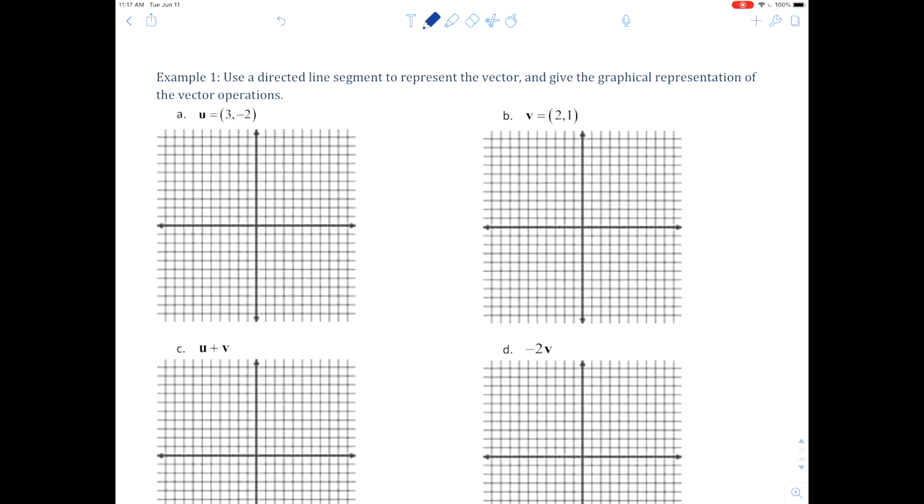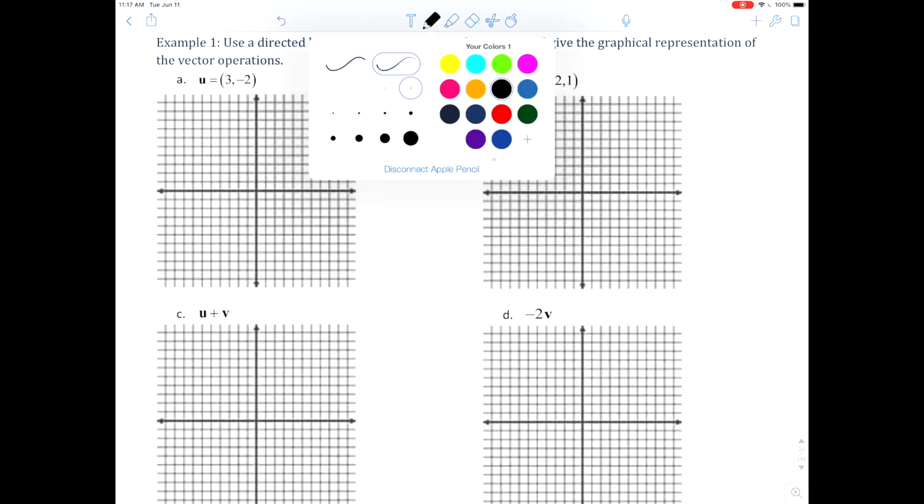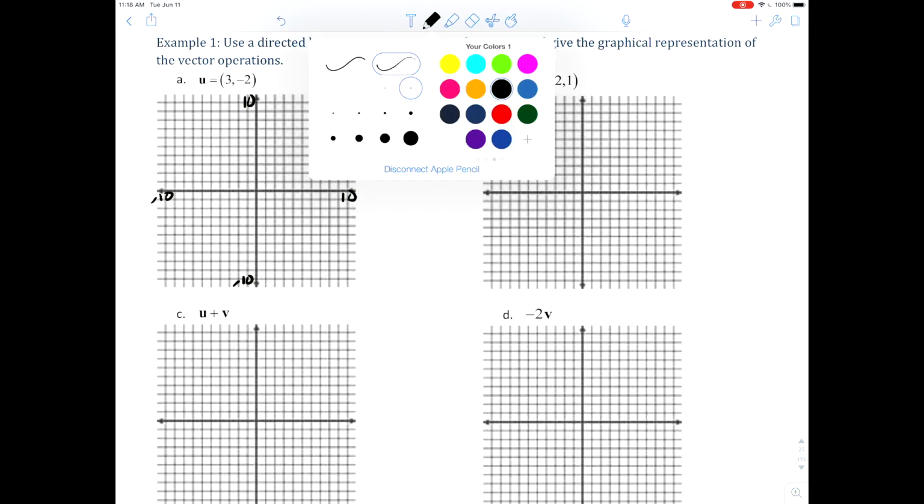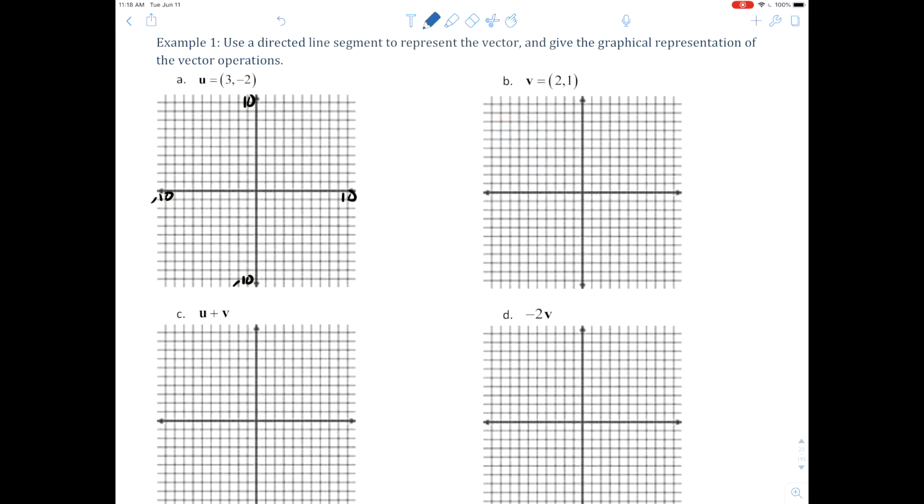Cool? All right, so here we go. I'm just going to use the same scale for all of these because I wanted to give you an idea of how things change. These grids that I use, if each line is a tick mark, it's always a square, 10 to negative 10 on each axis. All right, so this first one we'll do in blue. So all you do is you plot the terminal point. So that's 1, 2, 3 to the right and 2 down. And that's our vector u. So u terminates at 3, negative 2. That's our vector u. Cool?